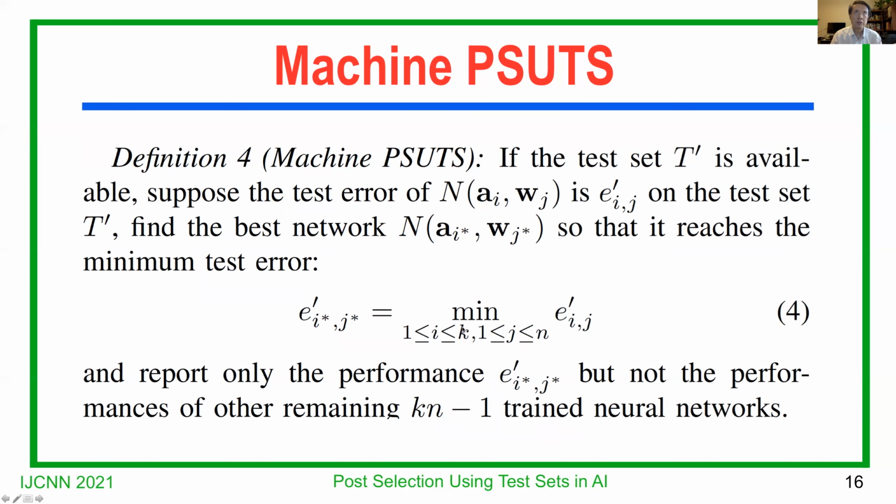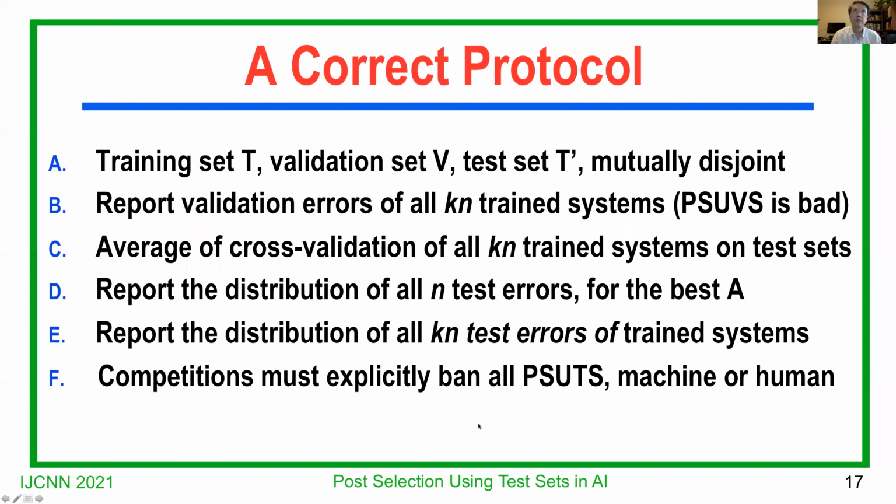PSUTS reports only the performance of the T prime luckiest network, but not the performance of the other remaining KN minus 1 trained neural networks. The correct protocol is steps A through F here. First, A: the training set T, the validation set V, and the test set T prime are mutually disjoint.